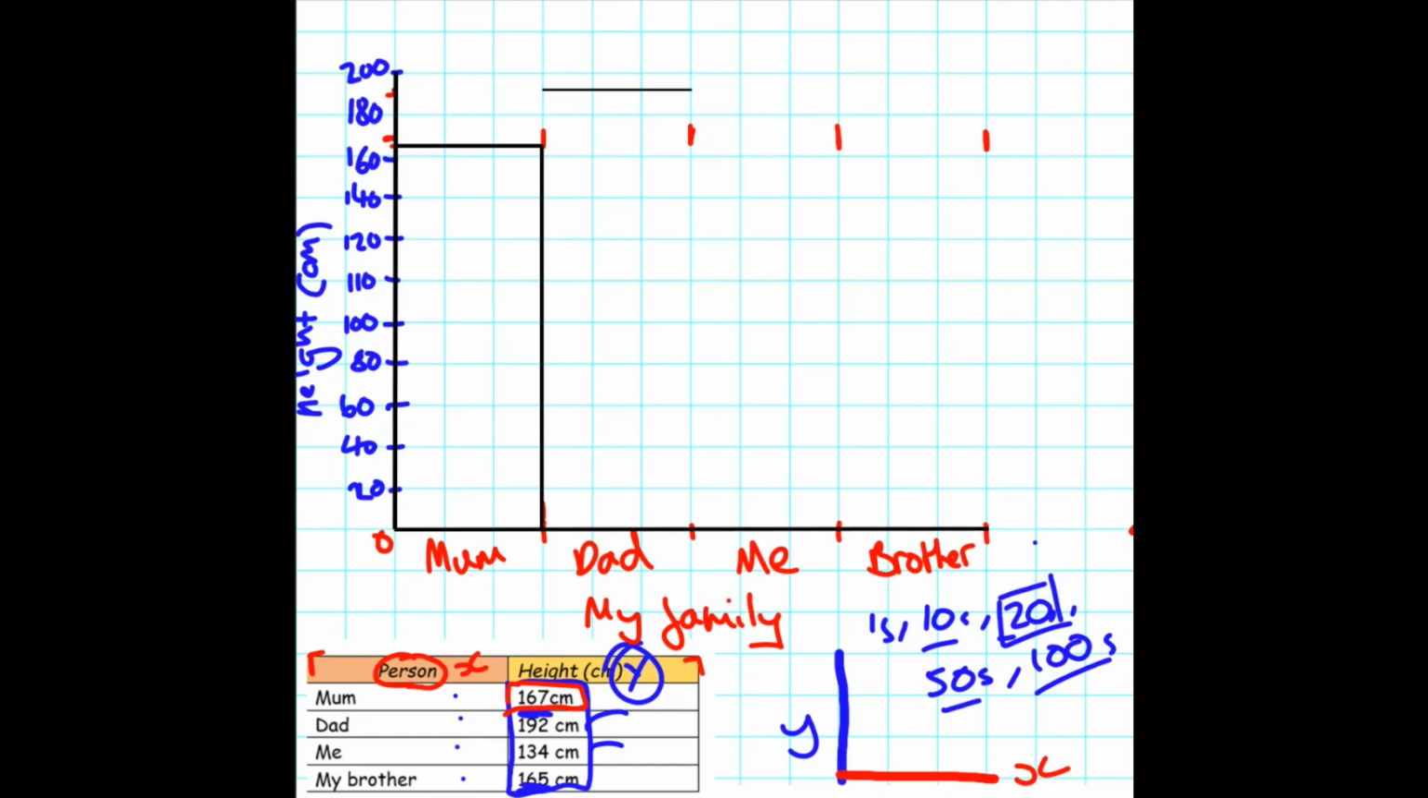Of course, that also means you're going to need to draw in some other lines. So I'm going to have to draw a line coming down to join up these two, and I'm going to have to draw the line coming down to join the top of the Dad bar down to the x-axis line. Perfect.